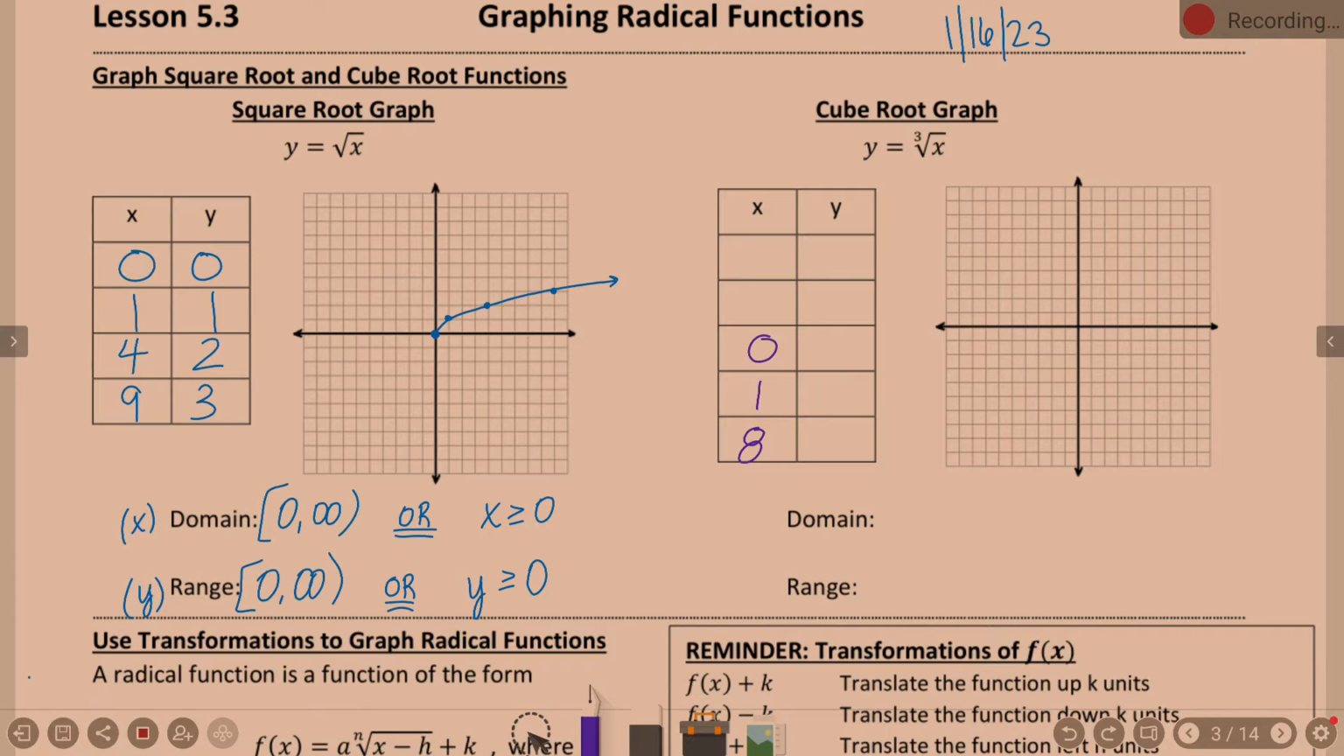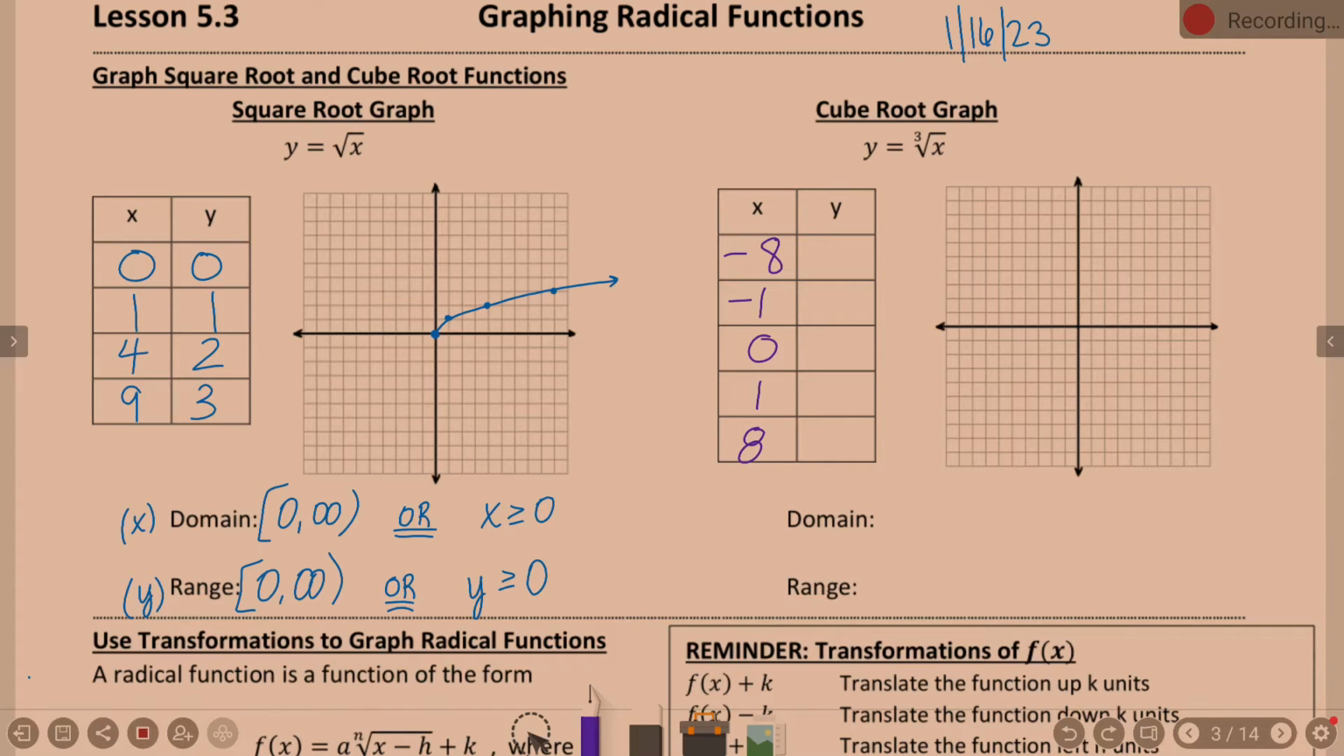-1. -8. Why did I put negatives on here this time? Can we take the cube root of negatives? Oh, yeah, we can, can't we? We can take the cube root of negatives. Because remember, when you multiply 2 of something, you're always going to get a positive. 2 positives are a positive, 2 negatives are a positive.